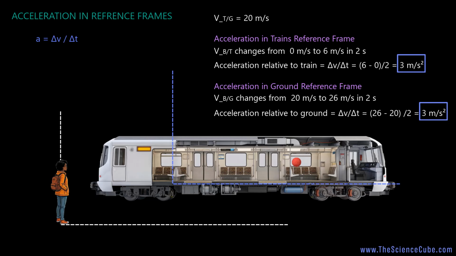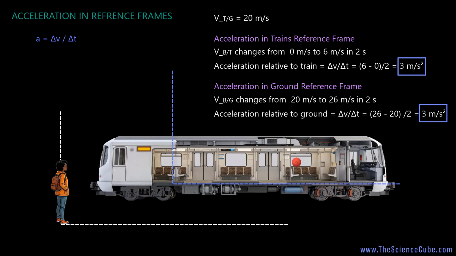Why does this work? Because when you switch between two inertial frames, that is, frames that move at constant velocity relative to each other, you add or subtract the same constant velocity offset from everything. When you calculate the change in velocity, that constant offset cancels out. The delta V is the same. The time is the same. So the acceleration is the same.